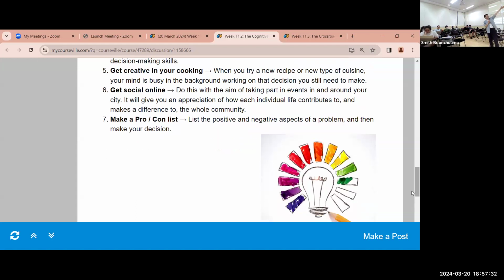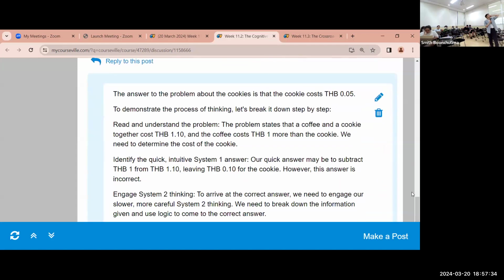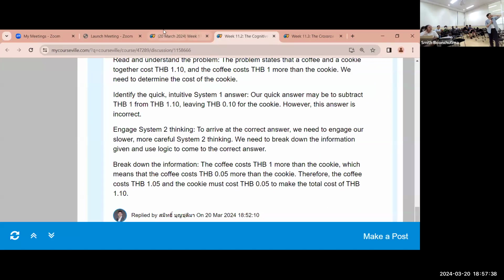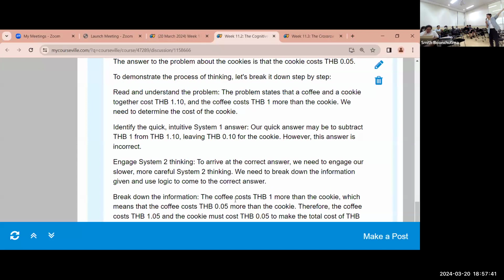Okay, next one, please. This is the long version of the explanation about System 1 and 2, just in case someone would like to review.